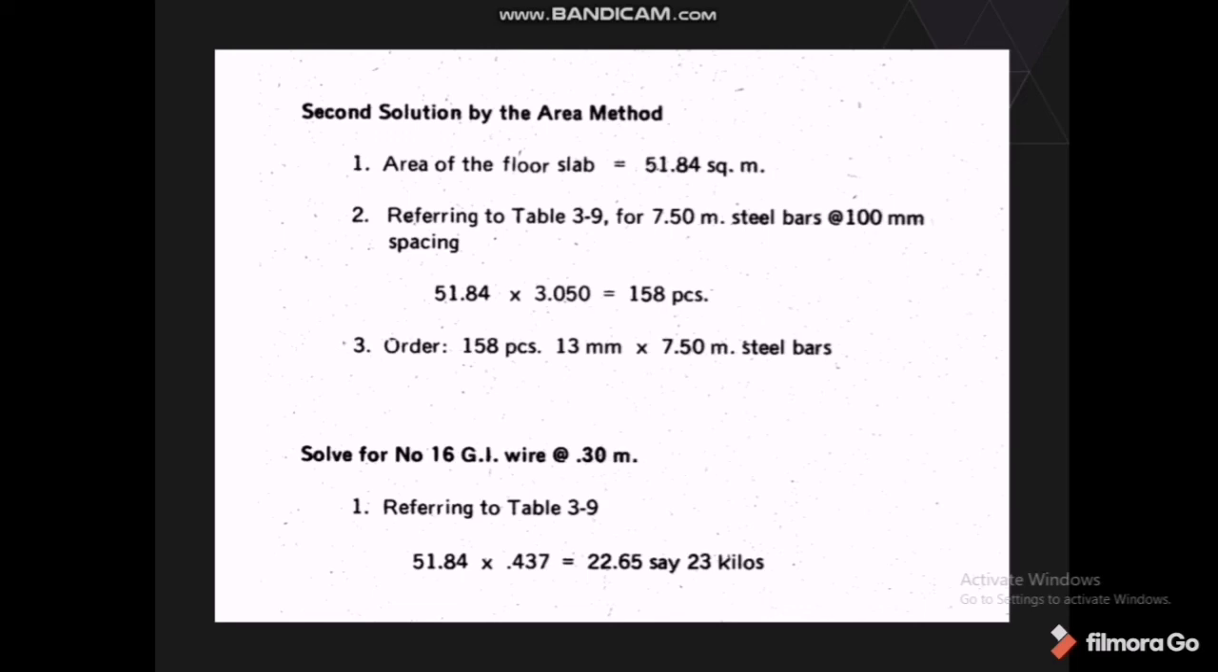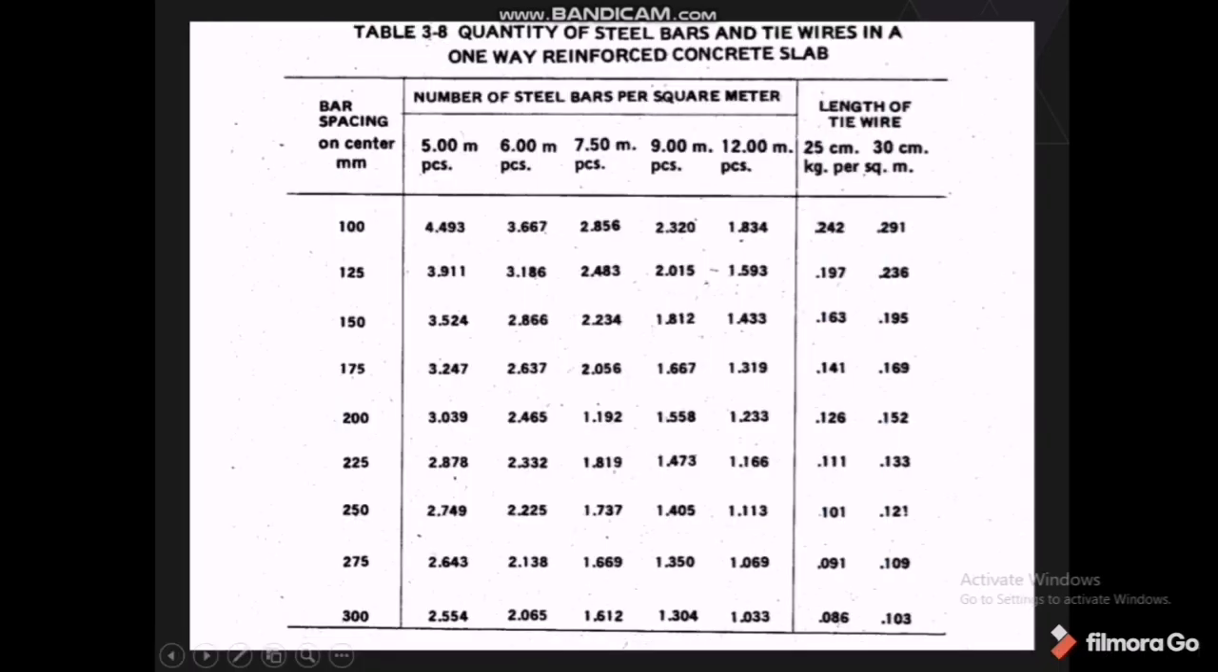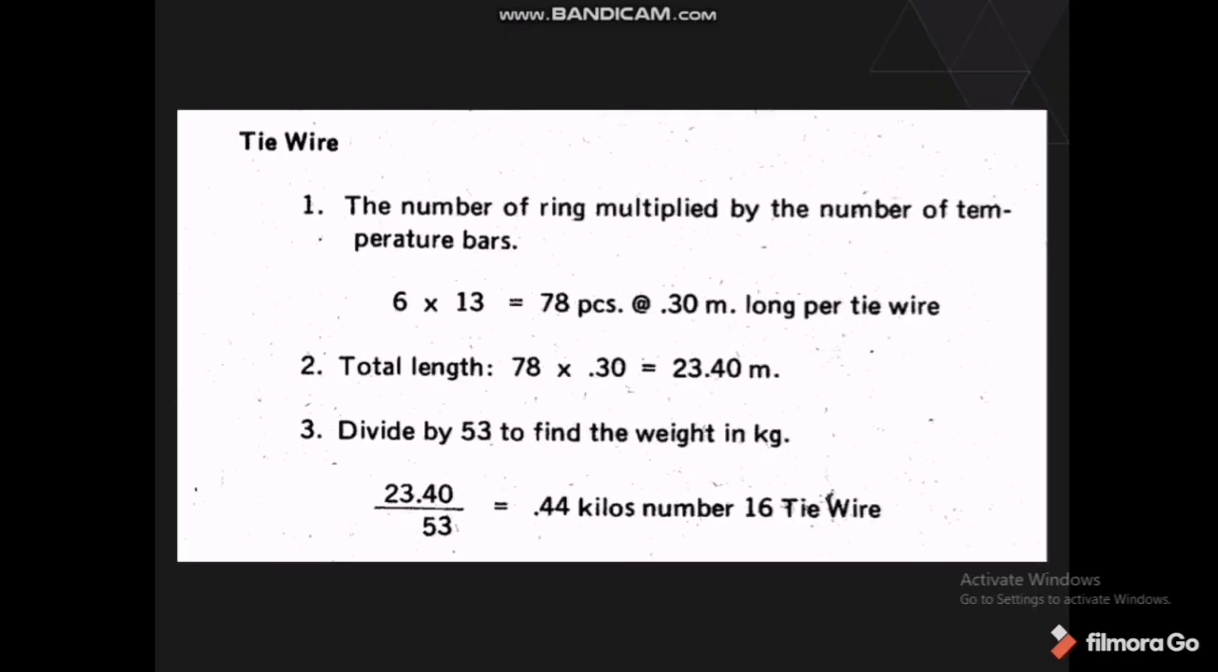For the second solution by the area method, area of the floor slab is 51.84 square meter, referring to table 3.9 again. It's not included in this PowerPoint, for 7.50 meter steel bars at 100 millimeter spacing. The area of the floor slab is divided by 3.050 equals 158 pieces, and the order is 158 pieces, 13 millimeter by 7.50. This is table 3.8, quantity of steel bars and tie wires in one-way reinforced concrete slab, which is the table being used in this problem.